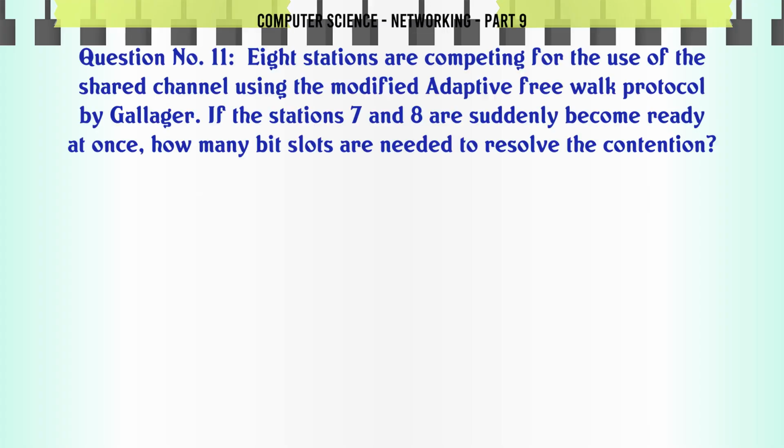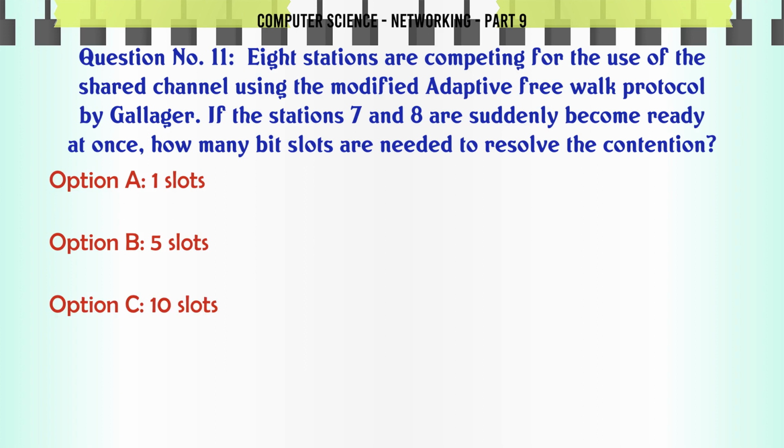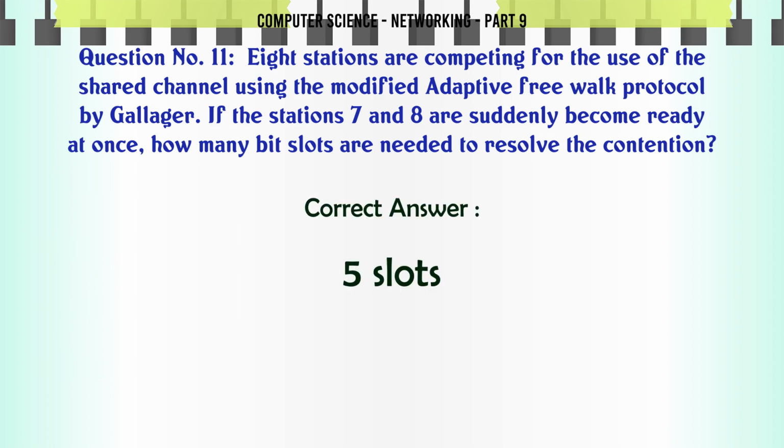8 stations are competing for the use of the shared channel using the modified adaptive tree walk protocol by Gallager. If stations 7 and 8 suddenly become ready at once, how many bit slots are needed to resolve the contention? A. 1 slot. B. 5 slots. C. 10 slots. D. 14 slots. The correct answer is 5 slots.